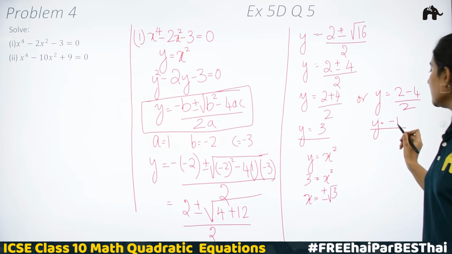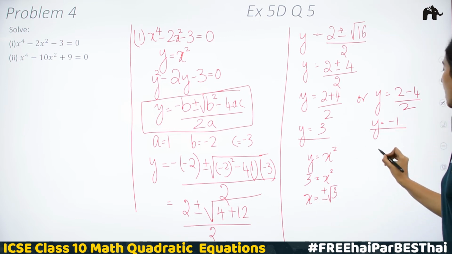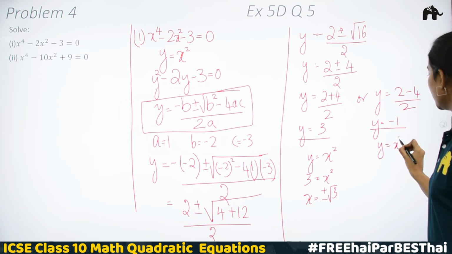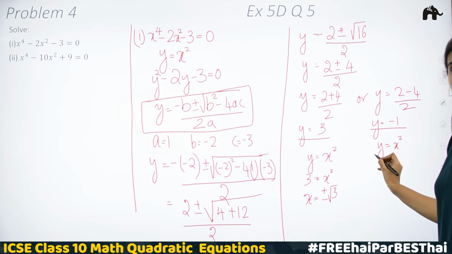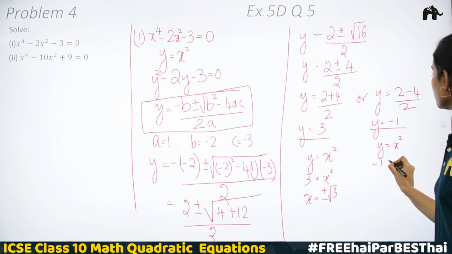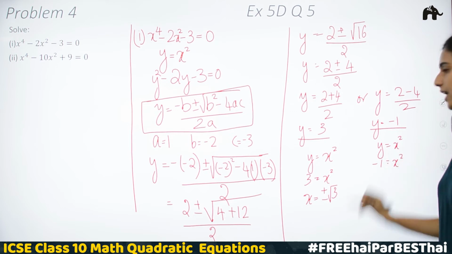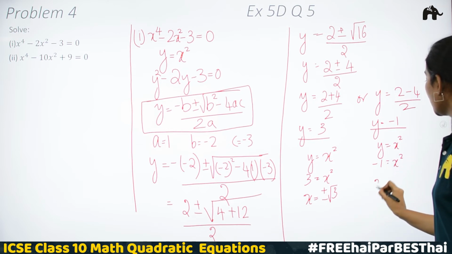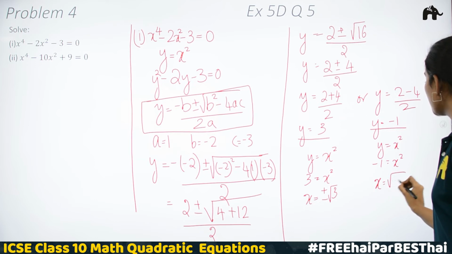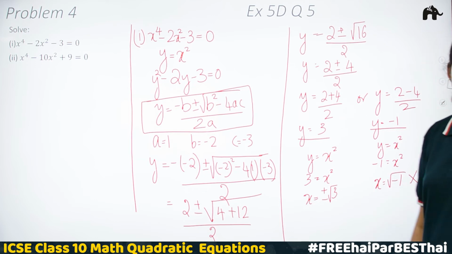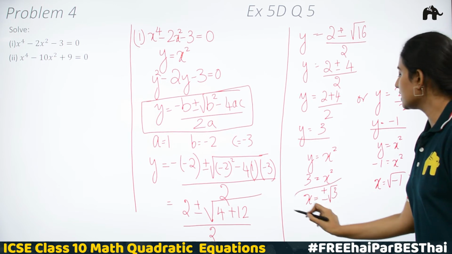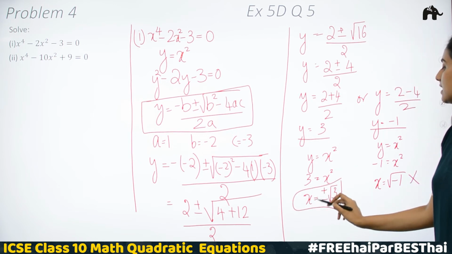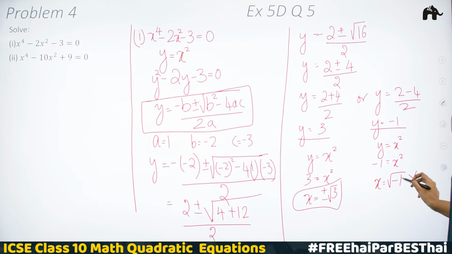Now, when y is equal to minus 1, we have y is equal to x square. When you put y is equal to minus 1 is equal to x square, which means x is equal to root of minus 1. This is not an acceptable value. Okay. So, this is the final answer. That is x is equal to plus or minus root 3. We cannot take root of a negative number. Okay.